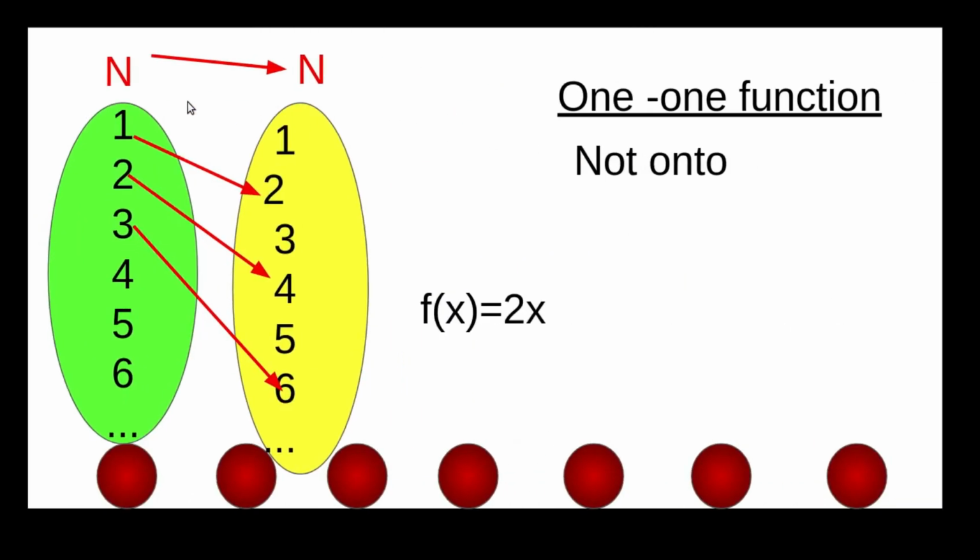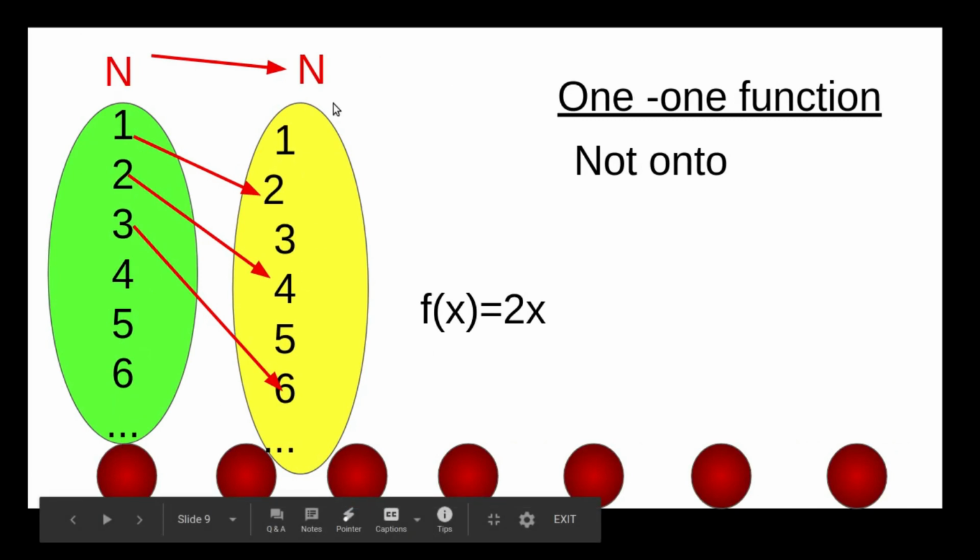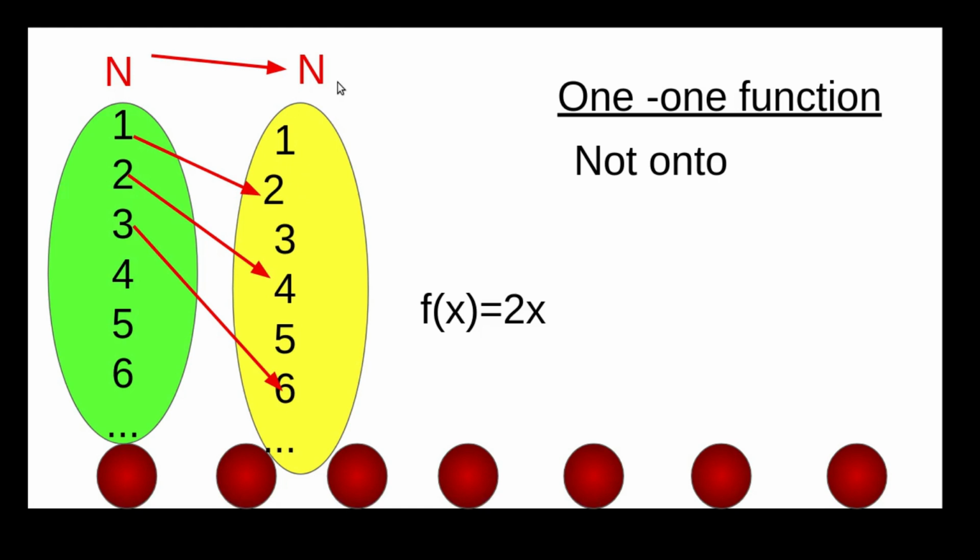Now consider a function from N to N. N is the set of all natural numbers 1, 2, 3, 4, 5, 6, etc. Here also we have N. Domain is N. Codomain is also N. Function is 1 to 2, 2 to 4, 3 to 6. That is, here the function is f of x equal to 2x.